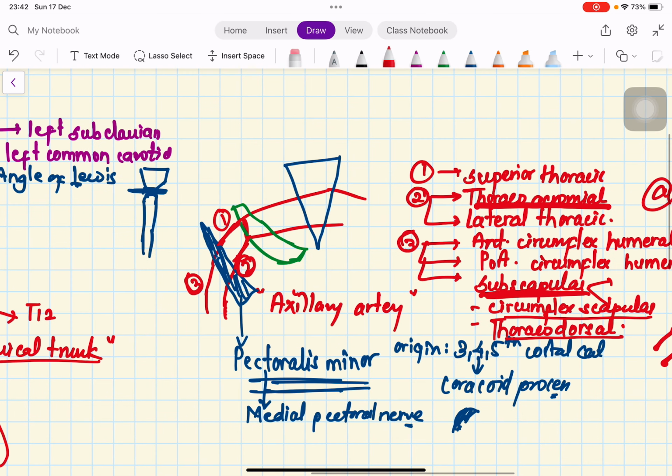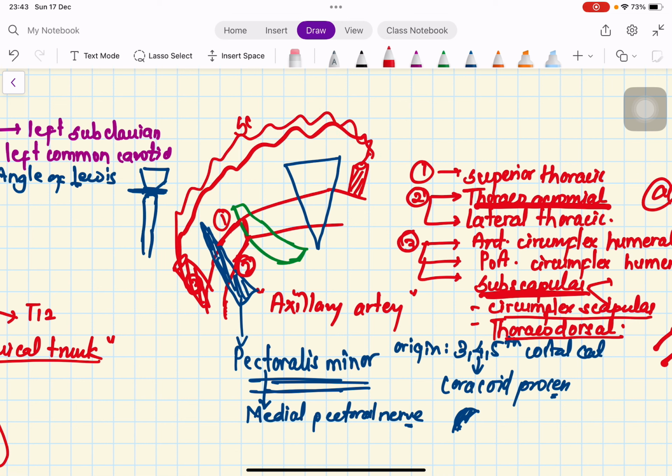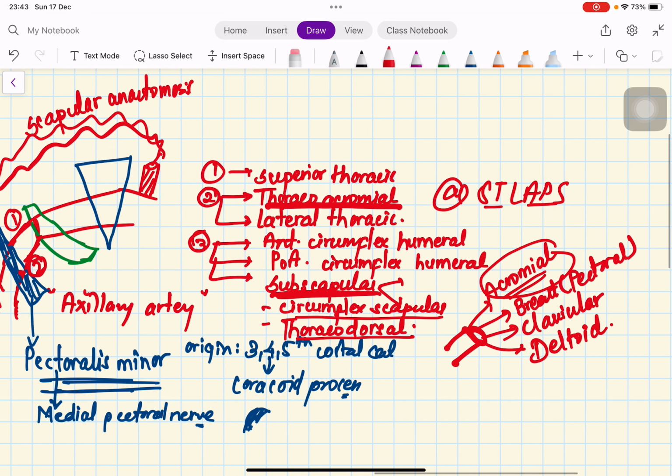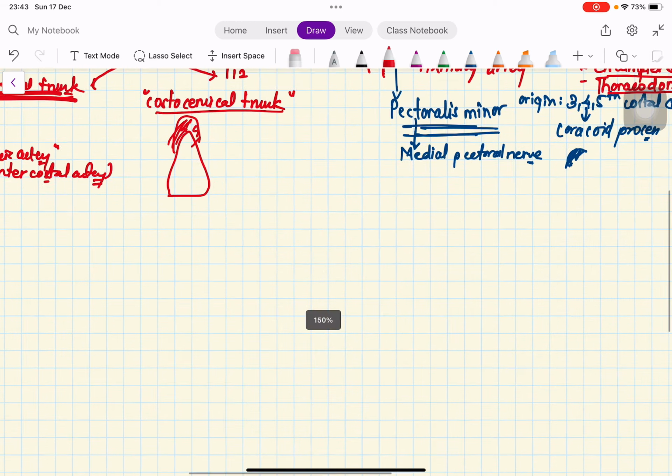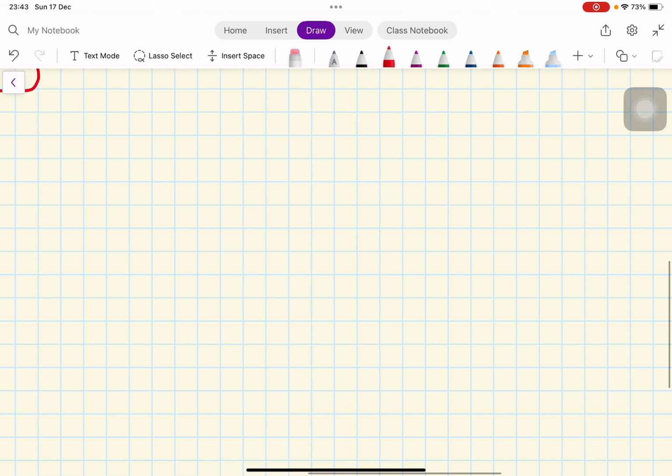So the first part of the subclavian and the third part of the axillary will anastomose with each other, making the scapular anastomosis. But don't forget, the second part, this thoracoacromial, will also participate, but it is only in case of one. I will show you later. Let's make the scapula again. You know my scapula is very bad, but please bear with me.